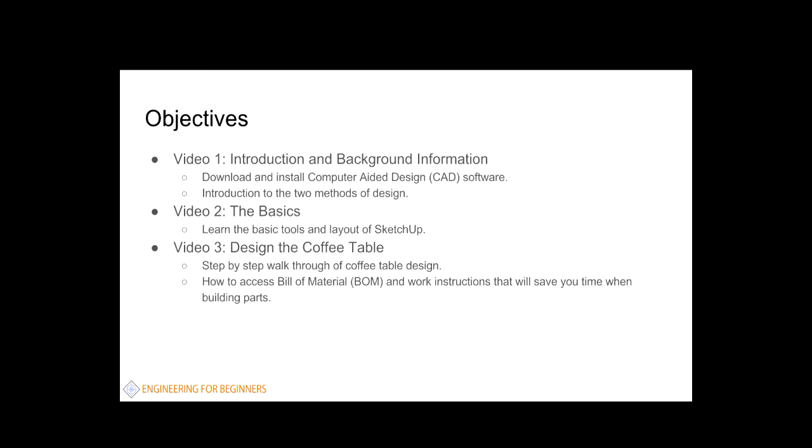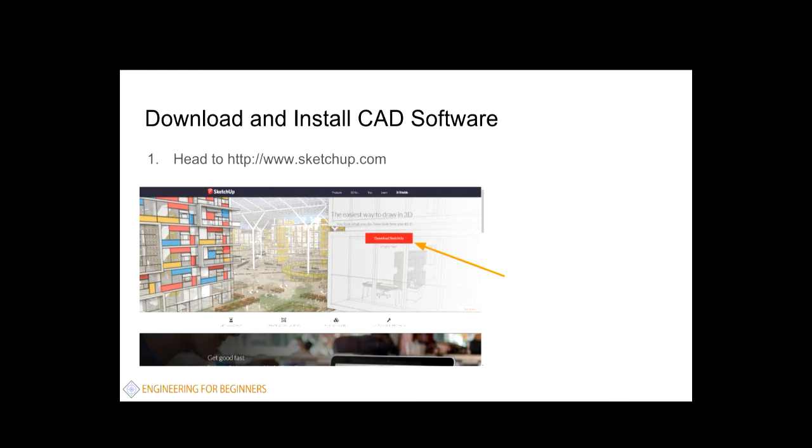The next two videos will go into the step-by-step details on how to use the tools and layout of the program, and also walk you through your first design. We'll cover how to create a handy bill of material, or BOM, that is similar to a shopping list so you know exactly what you need to build your design. And finally, I'll show you how to create work instructions for when it comes time to build the coffee table so you can do it right the first time. So before we do anything, let's cover how to get the design software downloaded and on your computer so that we're ready to go when it comes time to design.